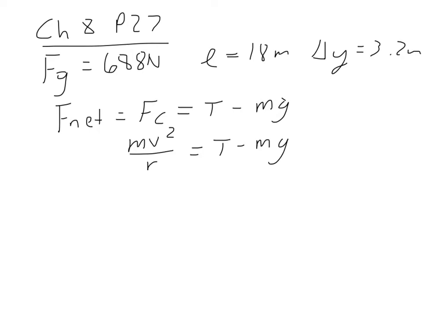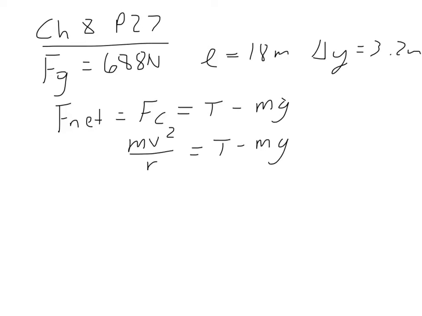This is Chapter 8, Problem 27. So in this problem we have Tarzan swinging from a vine. Tarzan has a weight of 688 newtons, and he is swinging from the edge of a cliff down a vine that is 18 meters long, and he's changing his height by 3.2 meters.